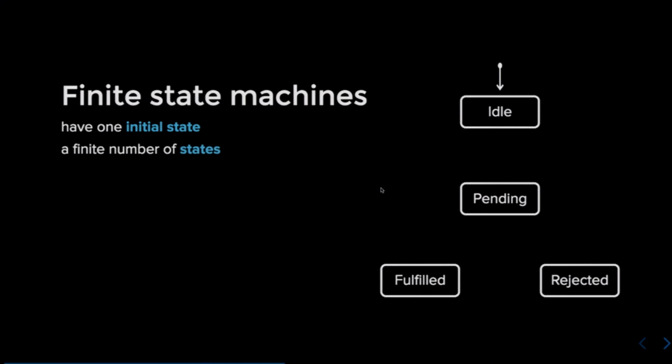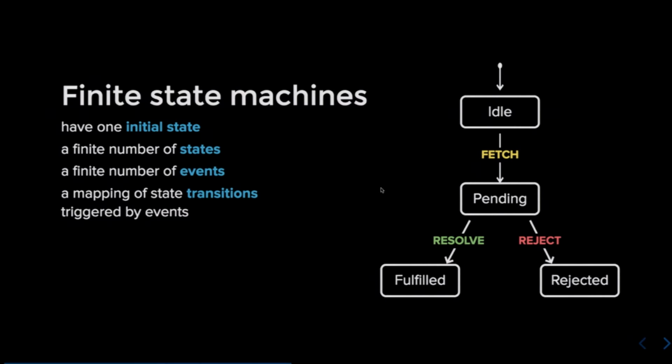So finite state machines consist of 5 parts. First, you have an initial state, such as it being idle. And then you have your finite number of states, which represents the states that the app could be in. And when an app is in one state, it can't be in the other state at the same time. You have a finite number of events, such as fetching, resolving, or rejecting a promise. You have a mapping from state to state based on these events. So for example, when you're fetching a promise and it resolves, you go to the fulfilled state, and same with reject and the rejected state.